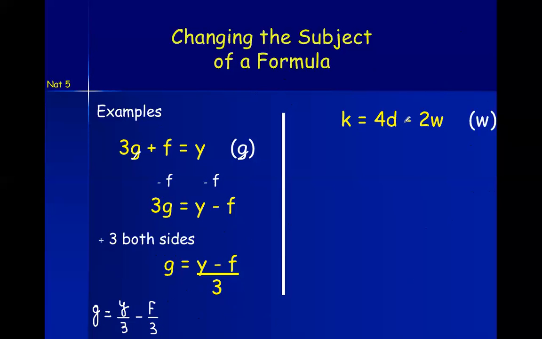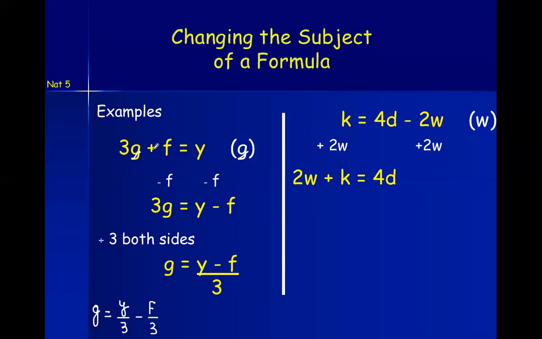For this one, we've got 4d minus 2w equal k. So there are two ways. You can either swap them, or you can say, I want 2w on the left side. What if I add 2w on both sides? These will go and you're going to end up with 2w plus k equal 4d.